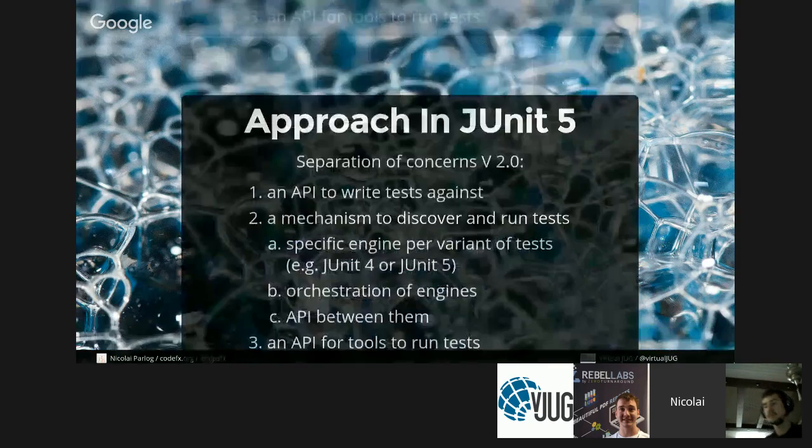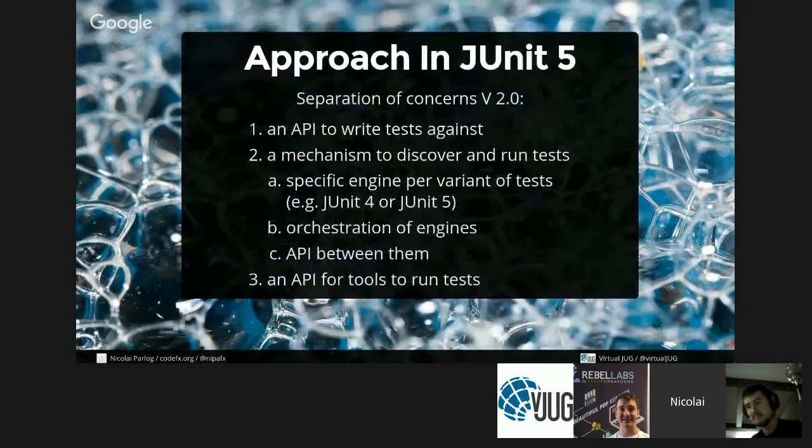And if you look at it even more closely, then you can come up with maybe even more than one mechanism. So this touches as well on the JUnit 4 and JUnit 5 question we had earlier. Maybe I don't want to have only one mechanism that discovers and runs tests. Maybe I want to have one engine for each variant of tests, for JUnit 4 or 5 or TestNG, or I don't know, maybe I want to write tests in natural language. So whatever suits you, maybe you want to have an engine for that kind of test.